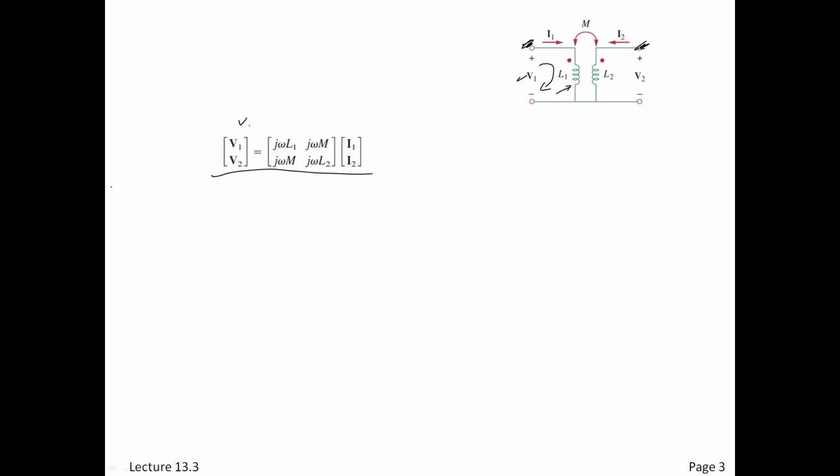Let's take one. V1 is equal to j omega L1 times I1, right? Plus, notice how the currents are now I1 and I2 are going into the dots at the top. So this will be plus j omega M I2. Okay? And the same is expressed for the second one. So now we have them in simple matrix form.